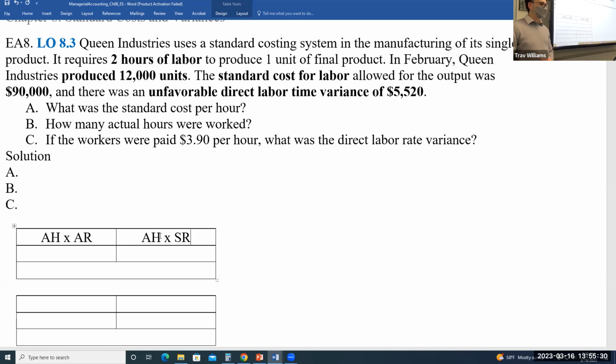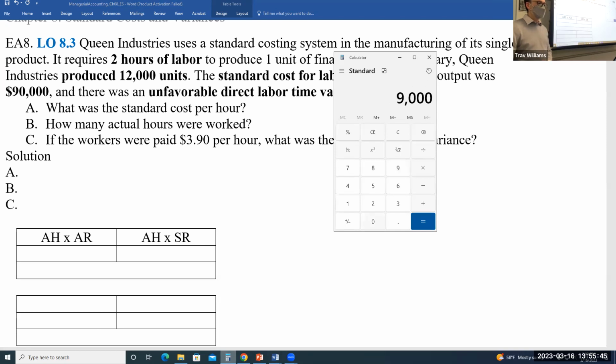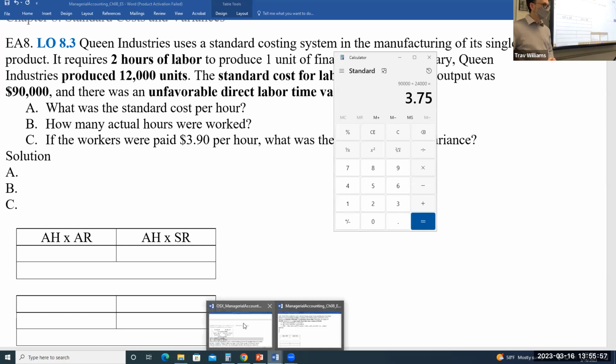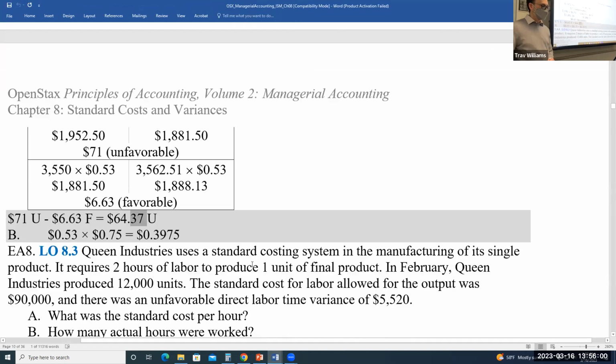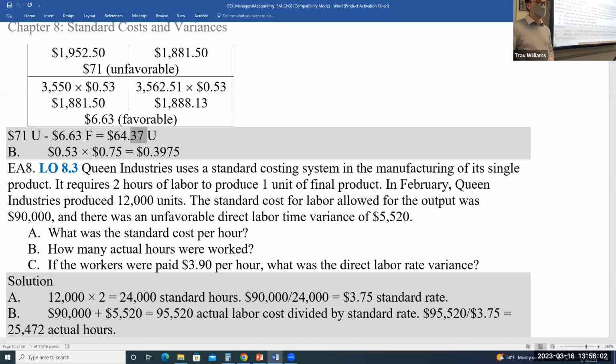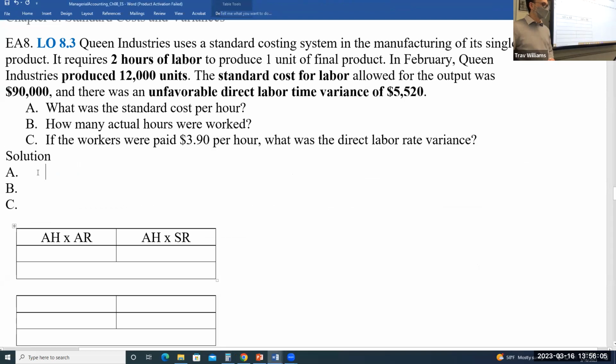Wouldn't it be easier to just multiply the 2 hours? Divide that. Maybe, maybe. So let's try that. We take 90,000 divided by the standard 24,000 hours. I think that's right, Drew? It is. Make sure. 3.75. Okay, so that worked out right.